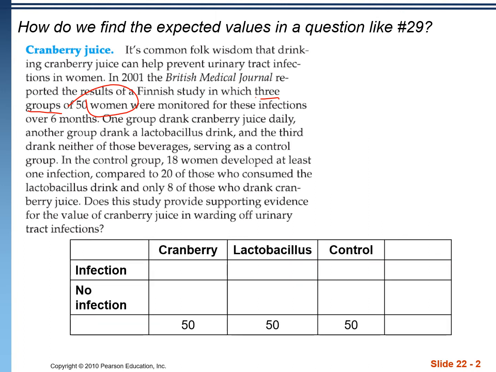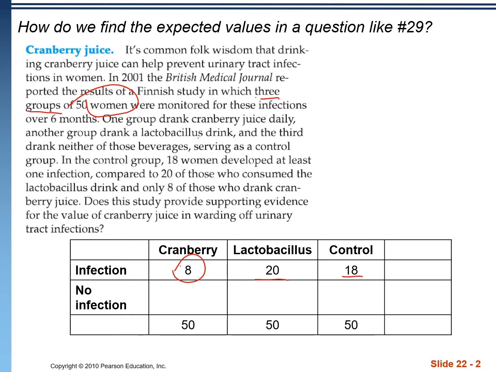So to start off, we can set up a table, and that's what we would want to do first for a problem like this. We're tracking to see whether or not they develop at least one infection. Okay, so we have infection, no infection on one side of the table, and our 3 treatments across the other side, 50 women in each group. After that, we can fill in this information that it gives us. So in the cranberry juice group, 8 people developed an infection, 20 for the lactobacillus, and 18 for the control.